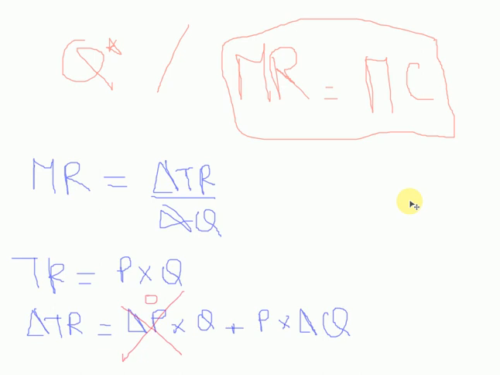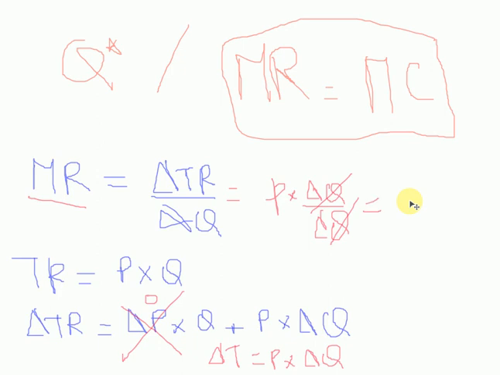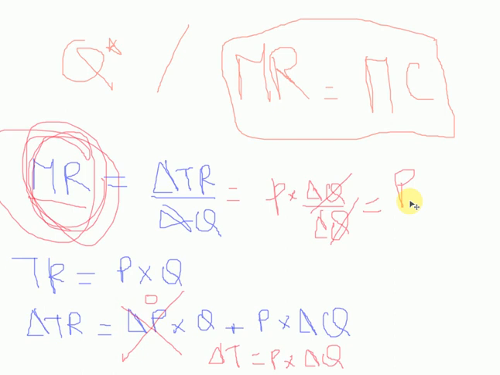Thus, the change in total revenue is only equal to P times delta Q. So, marginal revenue is equal to the change in total revenue over delta Q, which is P times delta Q over delta Q. We simplify here, it's equal to P. So the marginal revenue of a perfectly competitive firm is equal to the market price. It is like that.